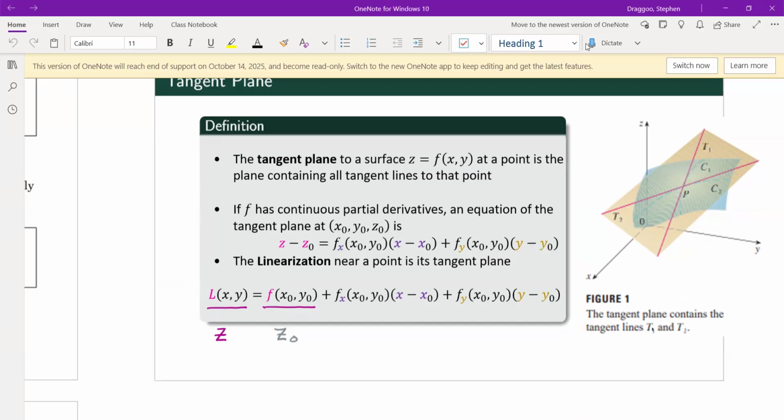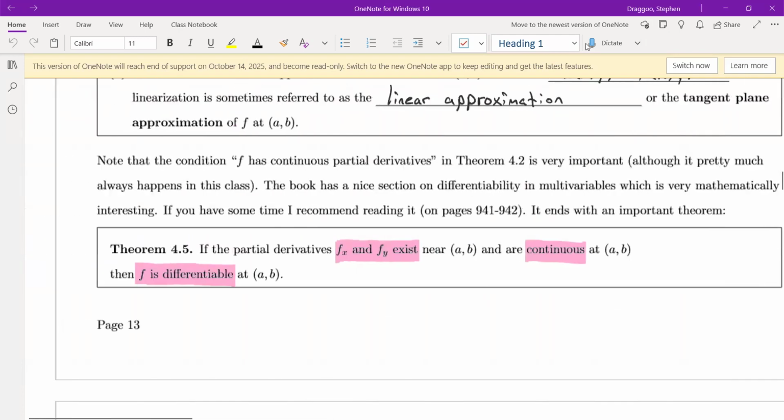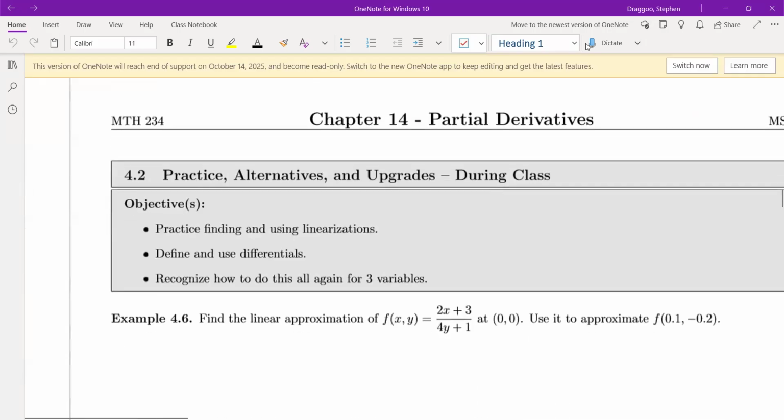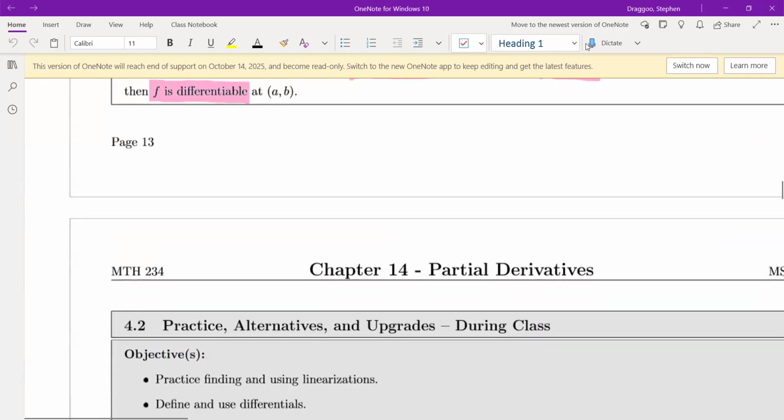We're going to use a linearization to approximate a function near a point. And we're going to say that it's probably easier to get a value off of a plane than it is to get some small variation off of the function itself. And I think we'll see that in an example coming up. Yeah, pretty much right away.